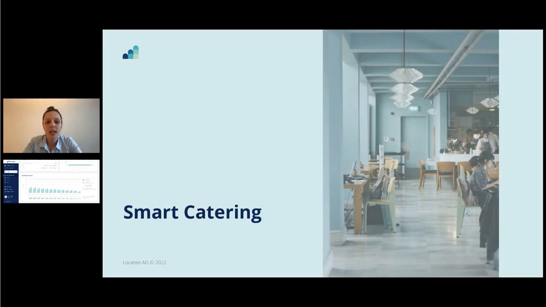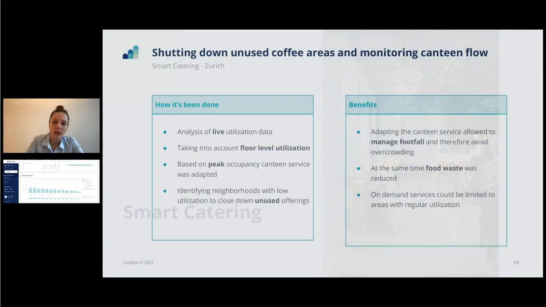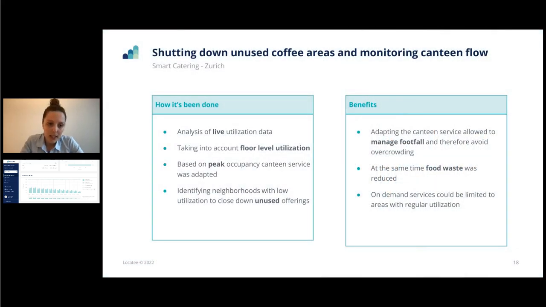Our third use case, smart catering. Smart catering can create shutting down unused coffee areas and monitoring the canteen flow.